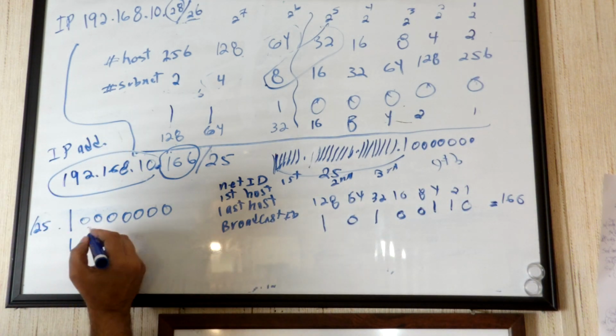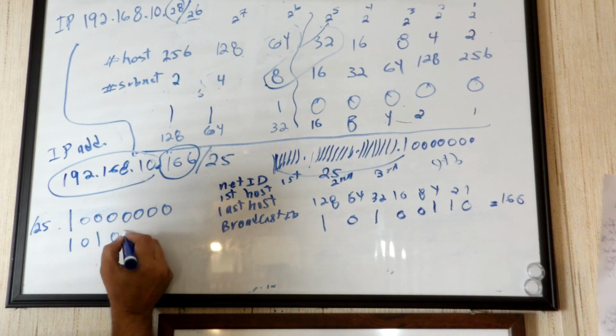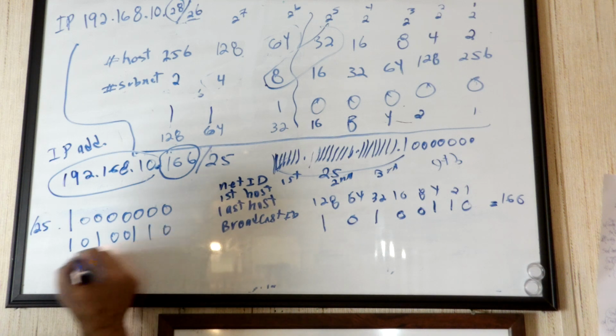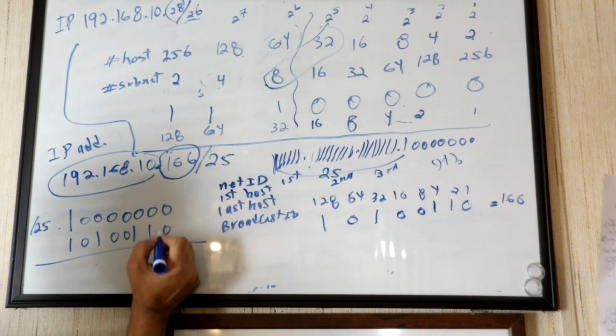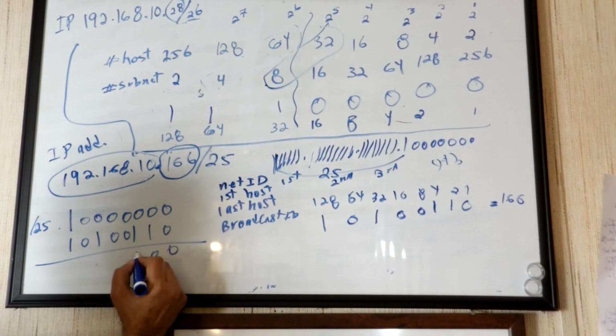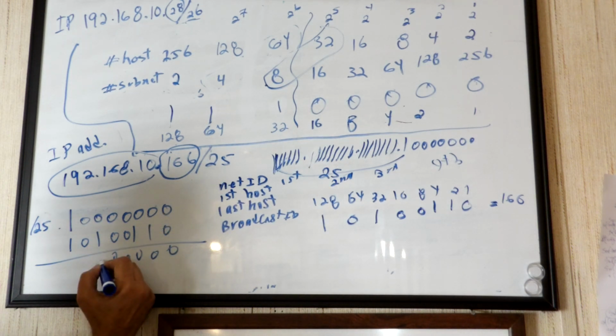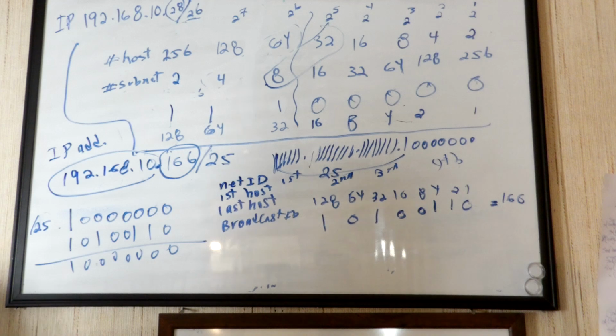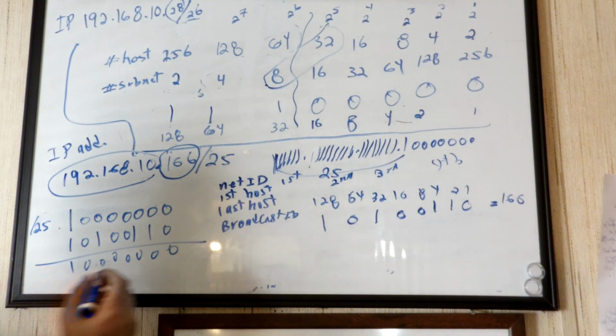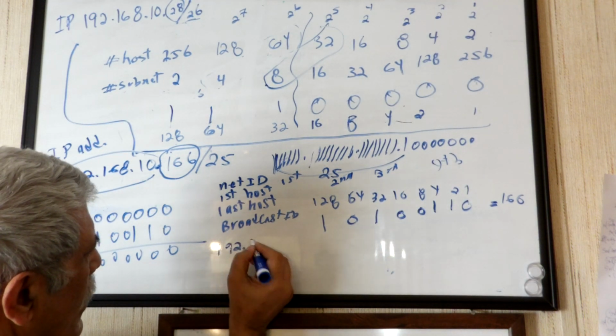1, 0, 1, 0, 0, 1, 1, 0, and then ending this way. 0 and 0 is going to be 0, 1 and 0 is going to be 0, 0 and 1 is going to be 0, 0 and 1 is going to be 0, 0 and 1 is going to be 1 and 0 is 0, 0 and 0 is 0. 1 and 1, you have to write 1. Okay, the network address for this is going to be 192.